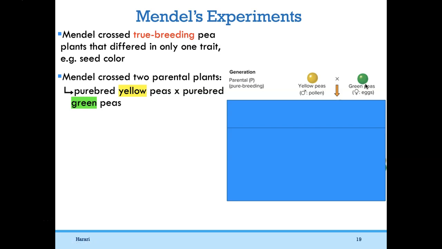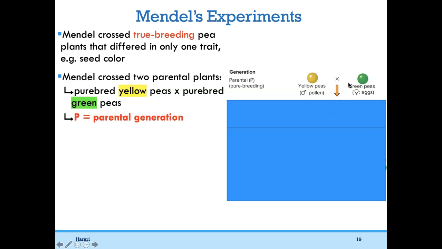Then he saw the flowers, he saw the new peas produced, and then he looked at the color of the peas that grew from those flowers. That's the next generation. And then he can plant those peas again to see what they grow into. So let's go back to the beginning. We're going to start over here. He took two parents. We call the parents the P generation, the parental generation. He took yellow peas and mated them with green peas.